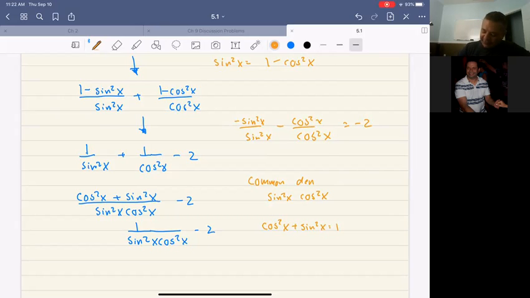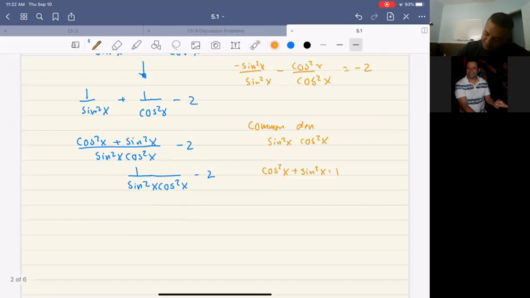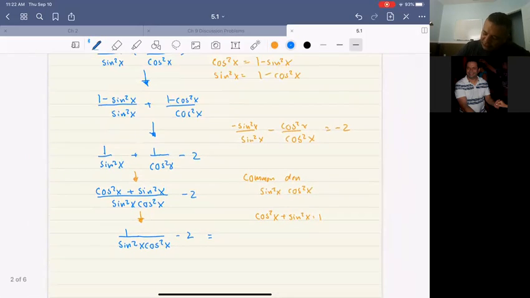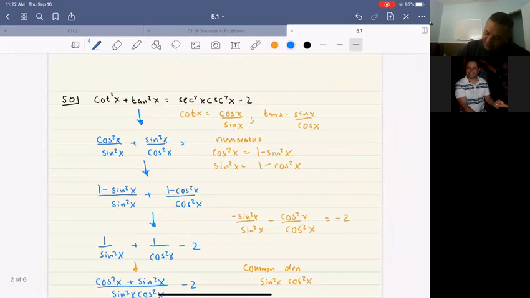And now that equals our final right-hand side.